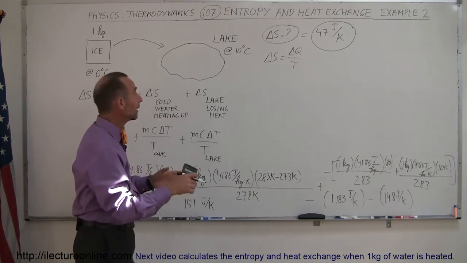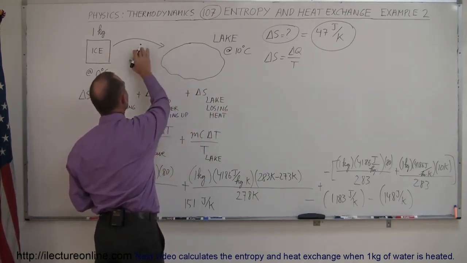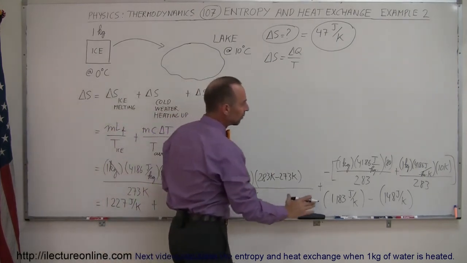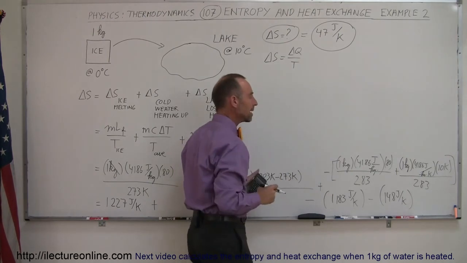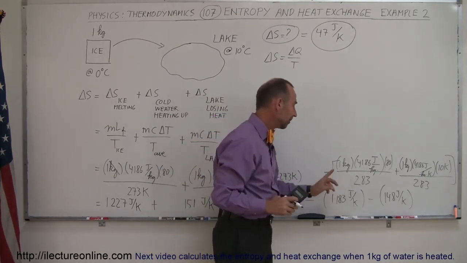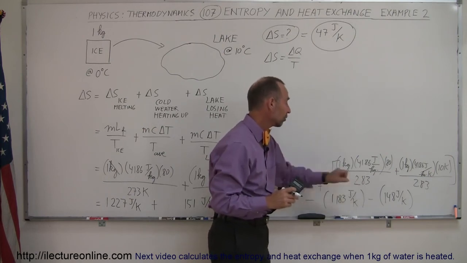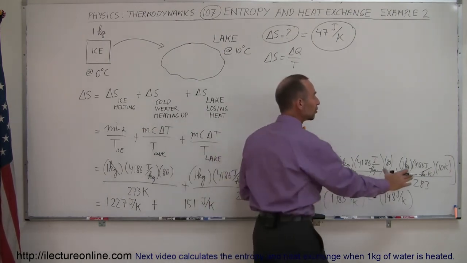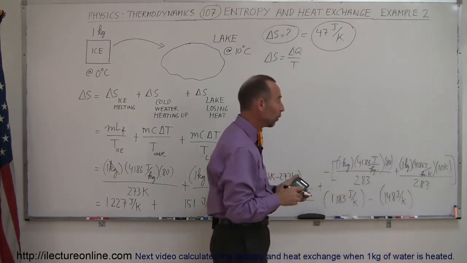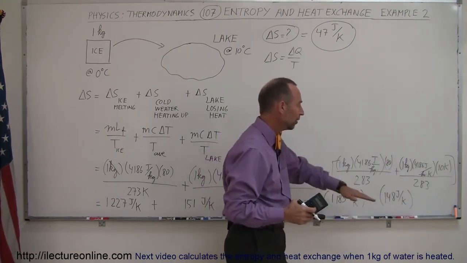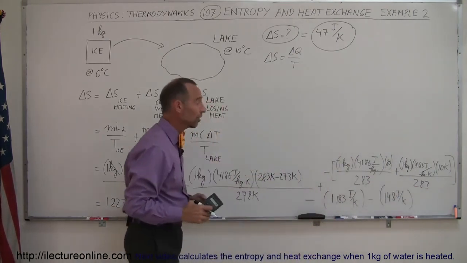At the same time, the lake loses heat in order to melt the ice, in order to heat up the cold water. This is the entropy change for the lake losing the heat to melt the ice, but since the lake is at 283 Kelvin, we have to use the temperature of the lake. And then this is how much heat the lake loses to heat up that cold water. That was once ice, is now cold water. And again, the lake does it at a temperature of 283 Kelvin, 10 degrees centigrade.